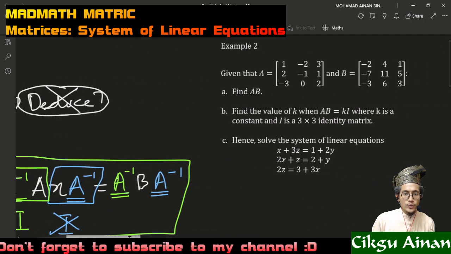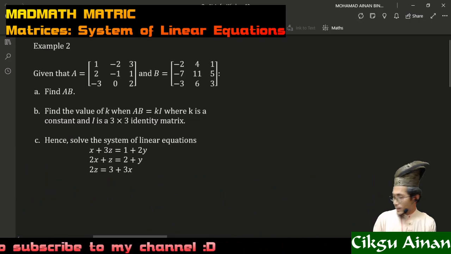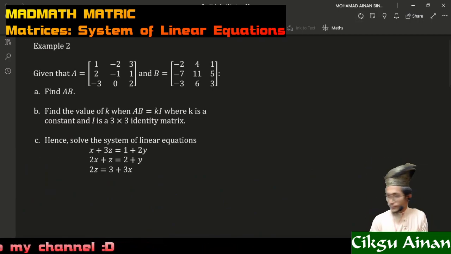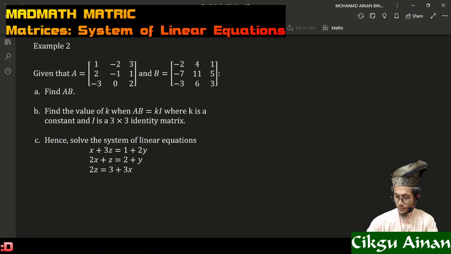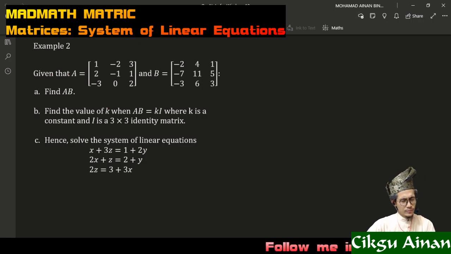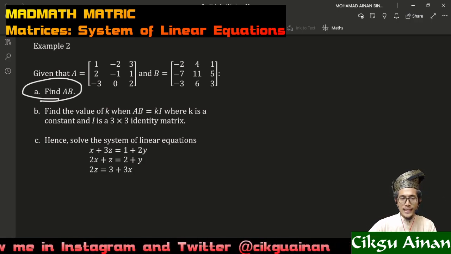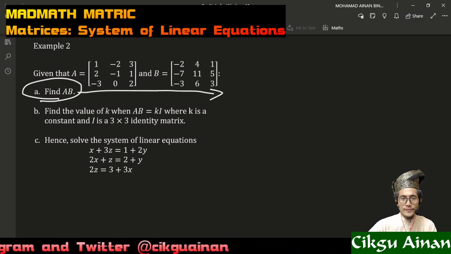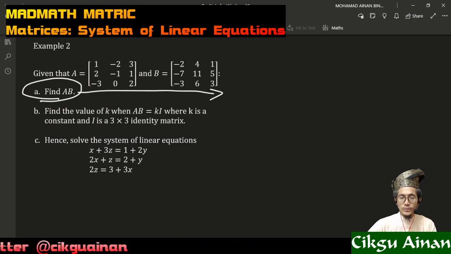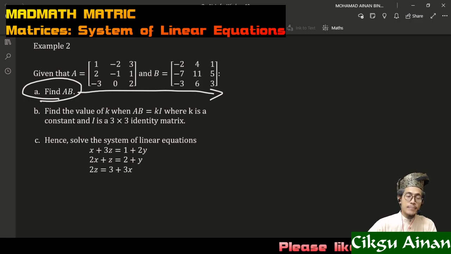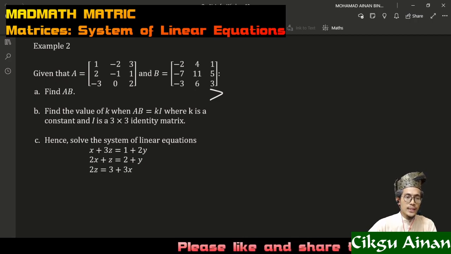Okay, now let's move on to the second one. Let's see the number. Now this one is a little bit different. What should we do? Correct, for this one we have to multiply first. You see this one? This is a very good clue that we might use properties, finding the inverse by using properties of matrix.